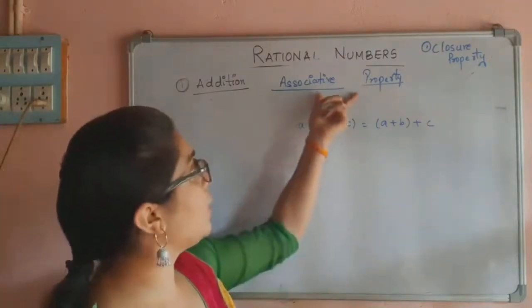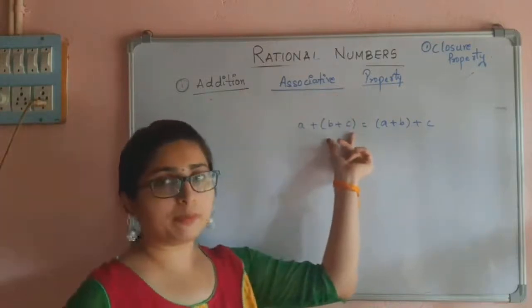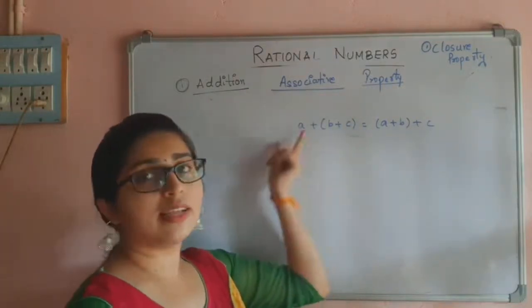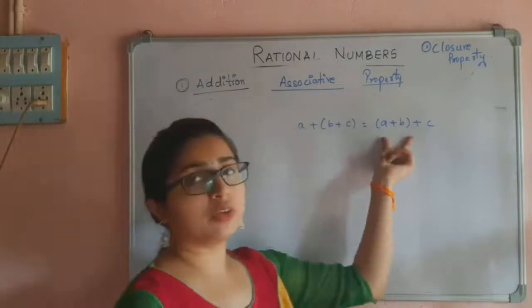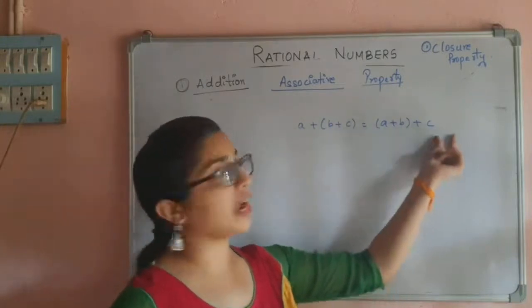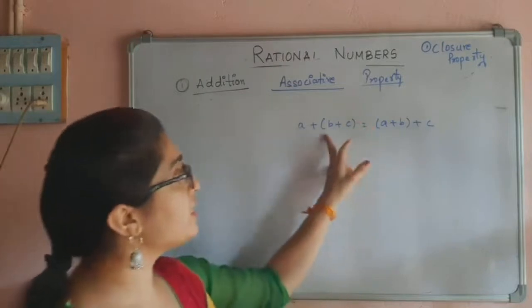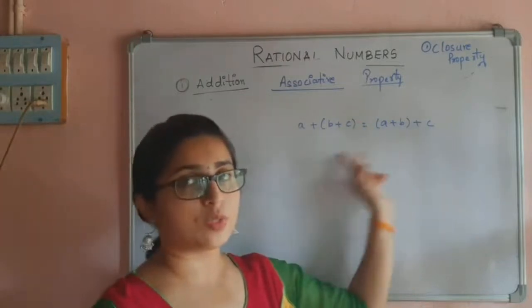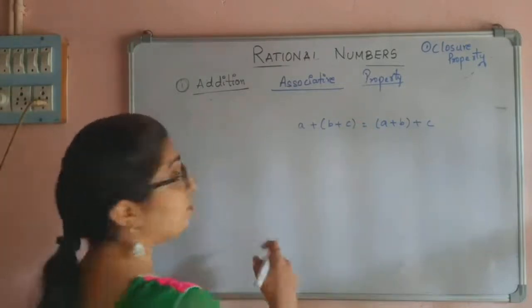So here in the associative property, first I am grouping B plus C. I will add this, then I will add it with A. Or first I will group A plus B, then I will add it with C. Okay, that means the grouping is different in the associative property.